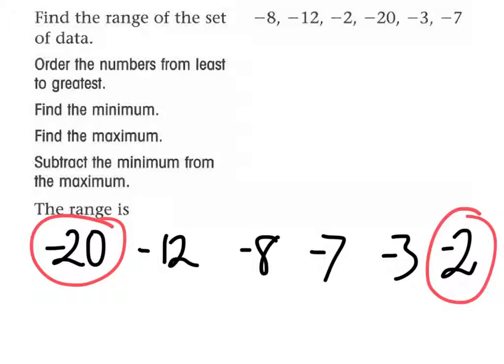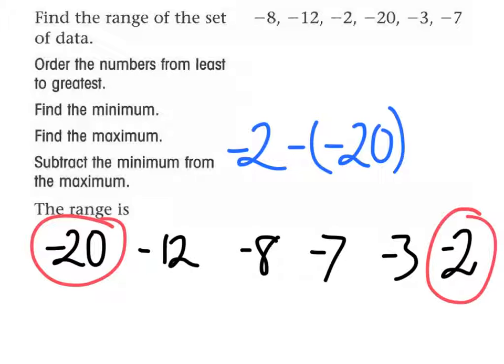That's our biggest number. So now what we need to do to find the range is to subtract. We're going to be subtracting the minimum from the maximum. So the maximum, of course, is negative 2. And I'm going to write that first. So negative 2, our maximum, minus our minimum, which is negative 20. We can sort of put this in parentheses if that helps.